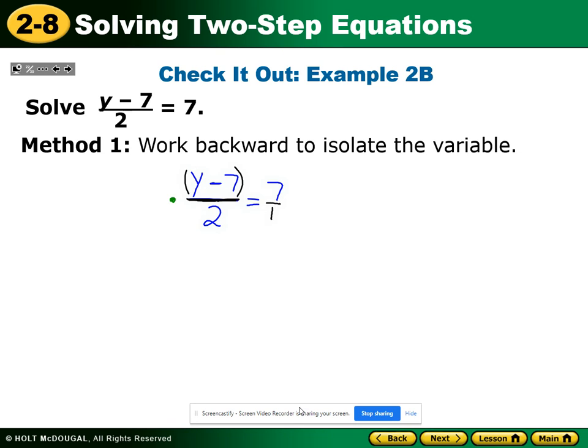So, to get rid of that 2, we can use the inverse operation, times 2. If I do times 2 on one side, I must do times 2 on the other side. Those cross off then. Y minus 7 equals 14. Let's do our addition. 21 is what y equals. So right here, we look where I put the blue dot. 21 minus 7 is 14. 14 divided by 2, that is 7. We get our 21 for our answer.